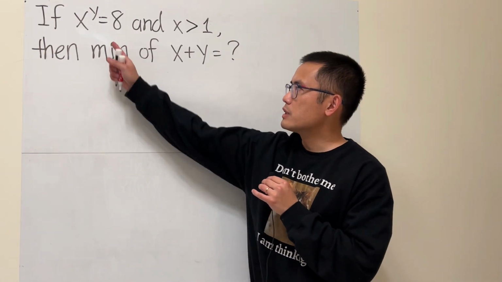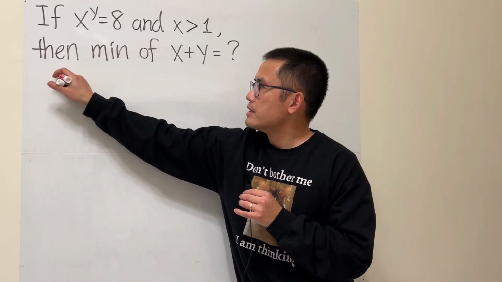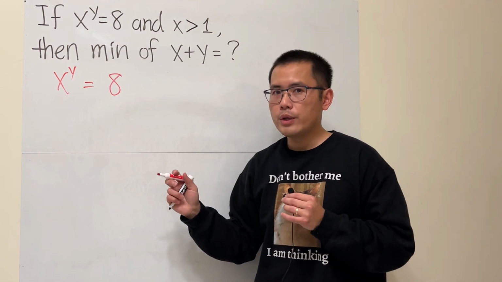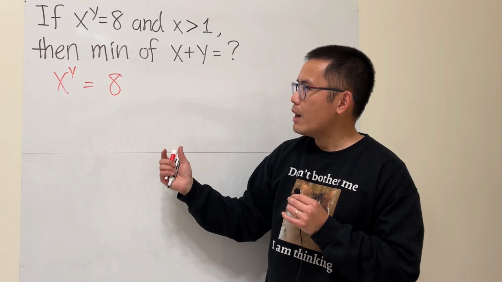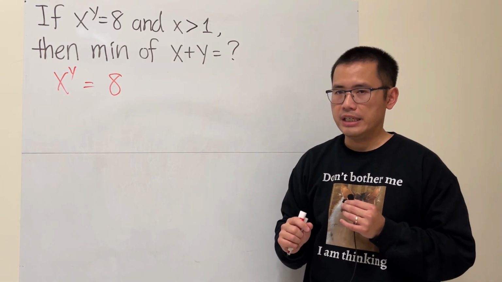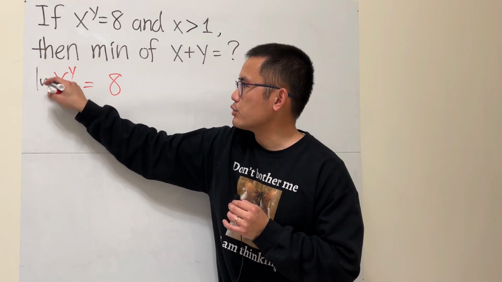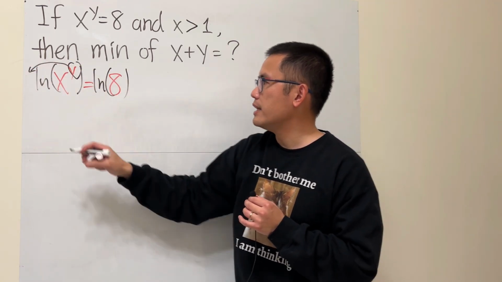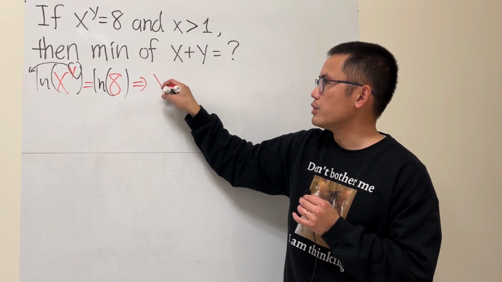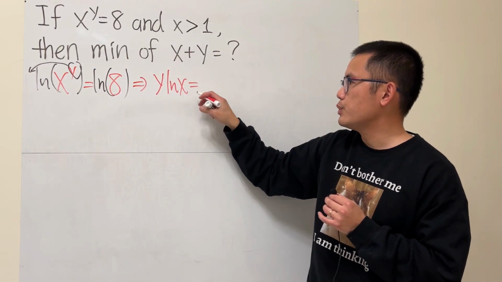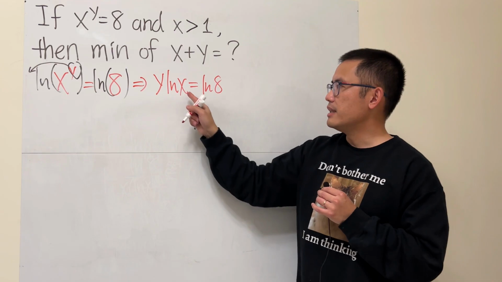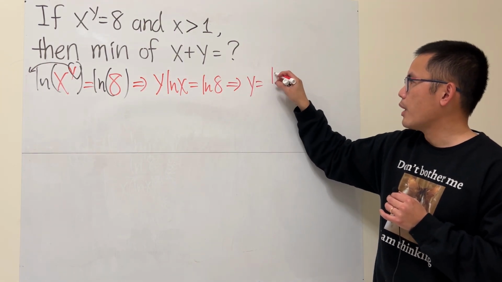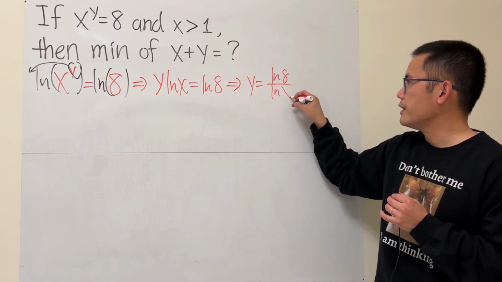Okay, so first we are going to start with this equation. x to the y's power is equal to 8. And then we would like to solve for y. So that way we can write this in terms of just x. And to do so, let's take the natural log to both sides. That way we can bring the y to the front. So we see this is just y times ln x is equal to ln 8. And then divide this to both sides. So we get y is equal to ln 8 over ln x.